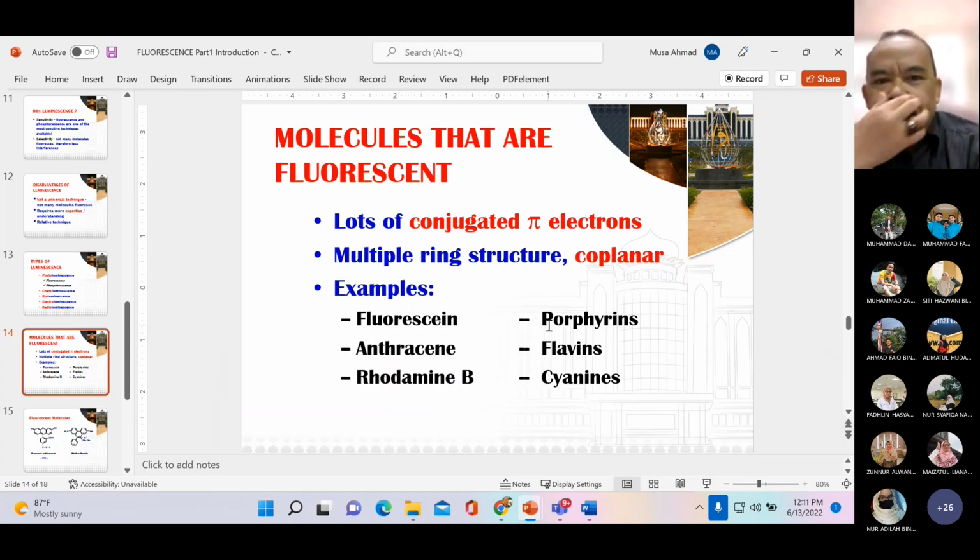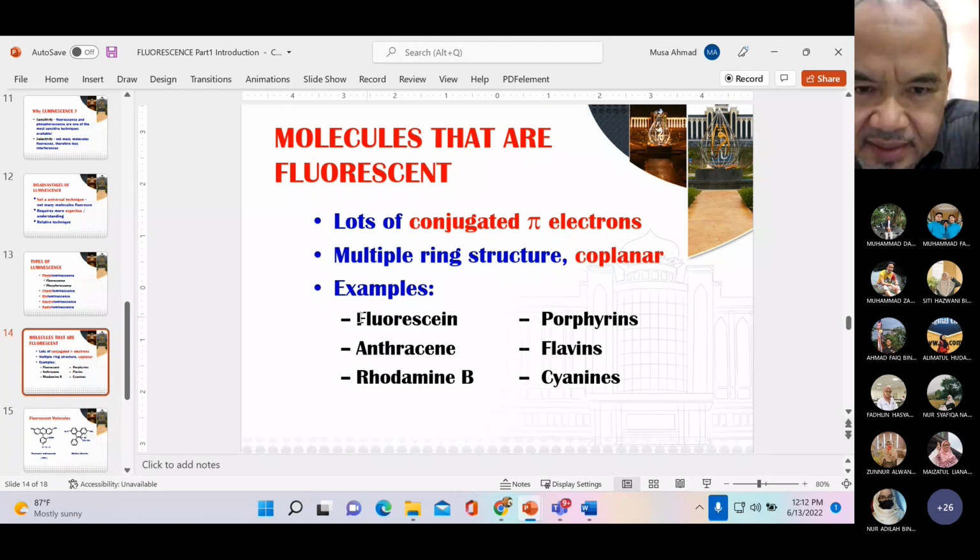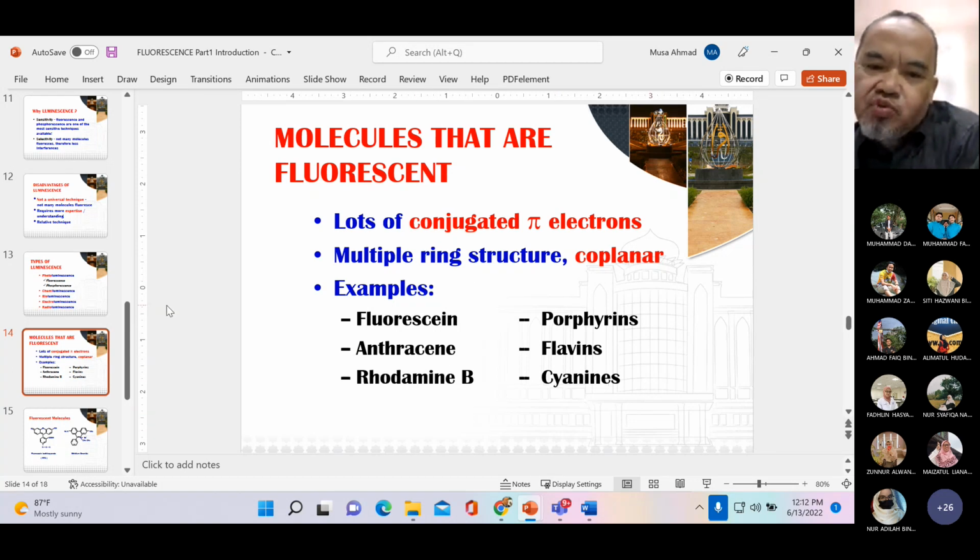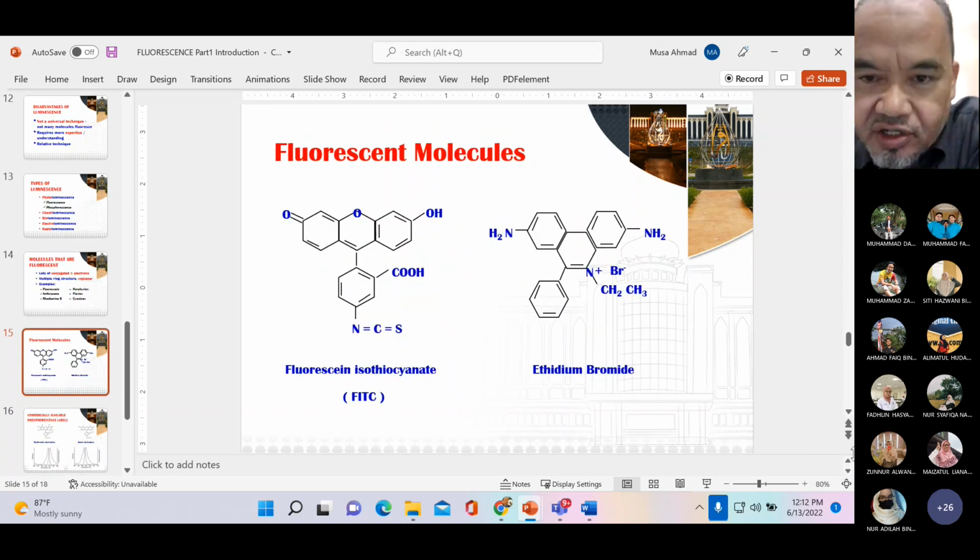So that for the molecule to fluoresce, it should contain lots of conjugated pi electron. Mesti ada pi electron, dekat ikatan pi tadi tu. And dia ada multiple ring structure. And then dia coplanar. Dia rigid. Example ni lah, macam fluorescein, anthracene, porphin. Nanti balik anda cuba Google nama-nama ni dan tengok structure macam mana. Semua structure dia adalah yang ada banyak conjugation ni. And also it's planar. Planarity lah, mana dia less energy loss.